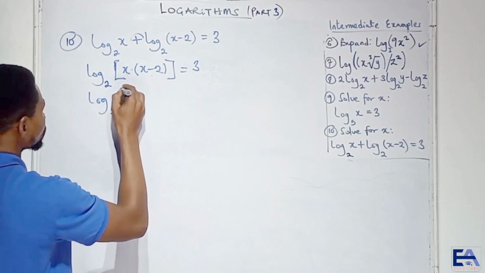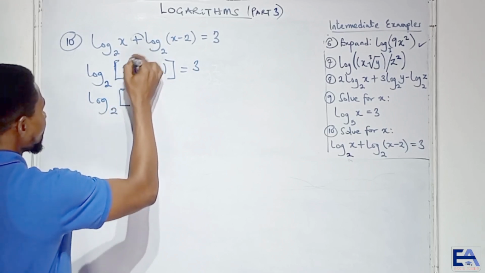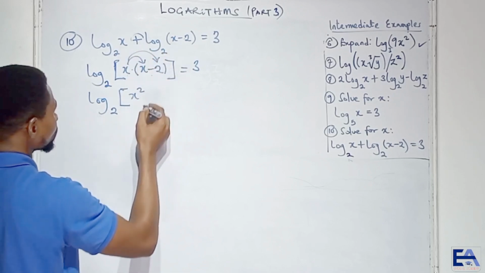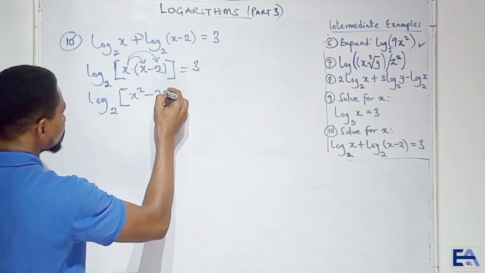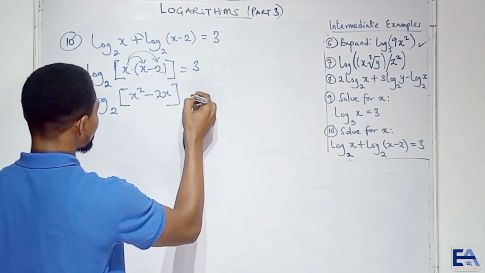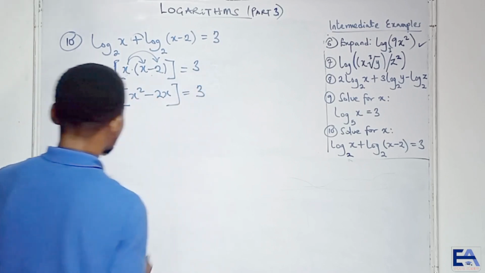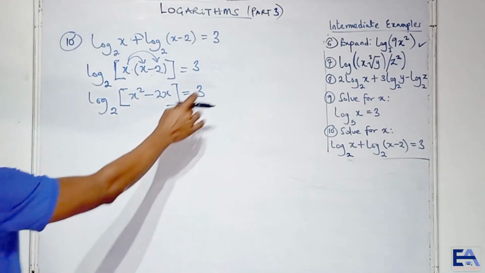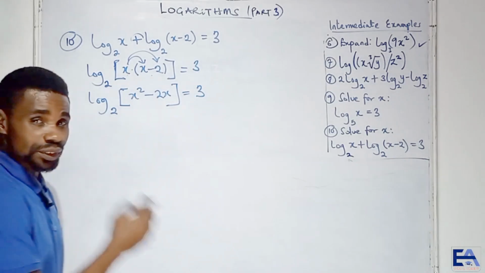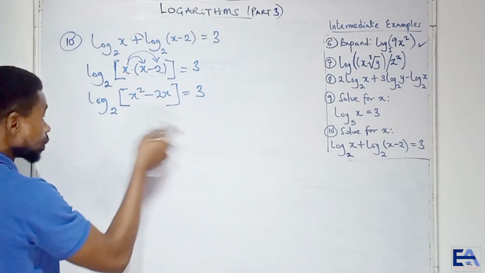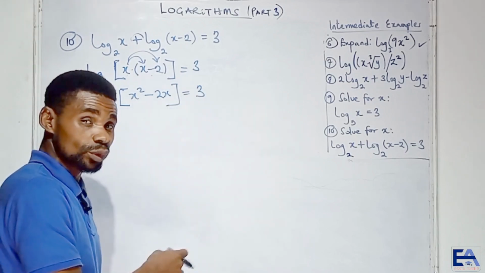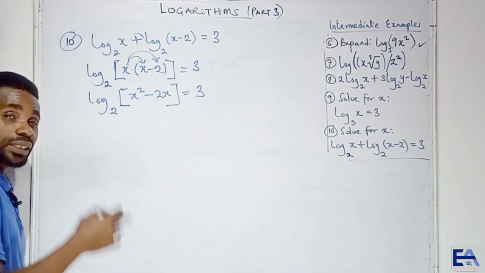Log to base 2. x times x gives us x squared. Then x times minus 2 gives you minus 2x. So you expand the brackets in that way, then it's equal to 3. Now the question is, how do we get rid of this 3? Quite simple, right? What to do to get rid of this 3 is to introduce a logarithm to base 2, so that I can cancel it out, just the same way we did in the previous question.